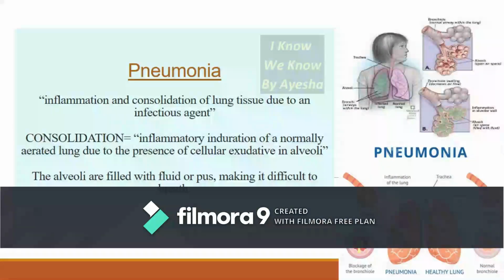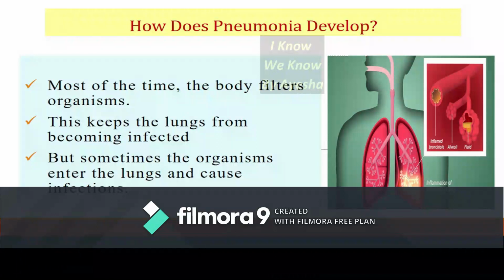It is inflammation and consolidation of the lung tissue due to an infectious agent. What is consolidation? Consolidation is inflammation and induration of normally aerated lungs due to the presence of cellular exudate in the alveoli. The alveoli get filled with fluid or pus, which should not happen because they only carry air. If they get filled with fluid and pus, it leads to difficulty in breathing for the patient. I hope now you clearly know the definition of pneumonia.